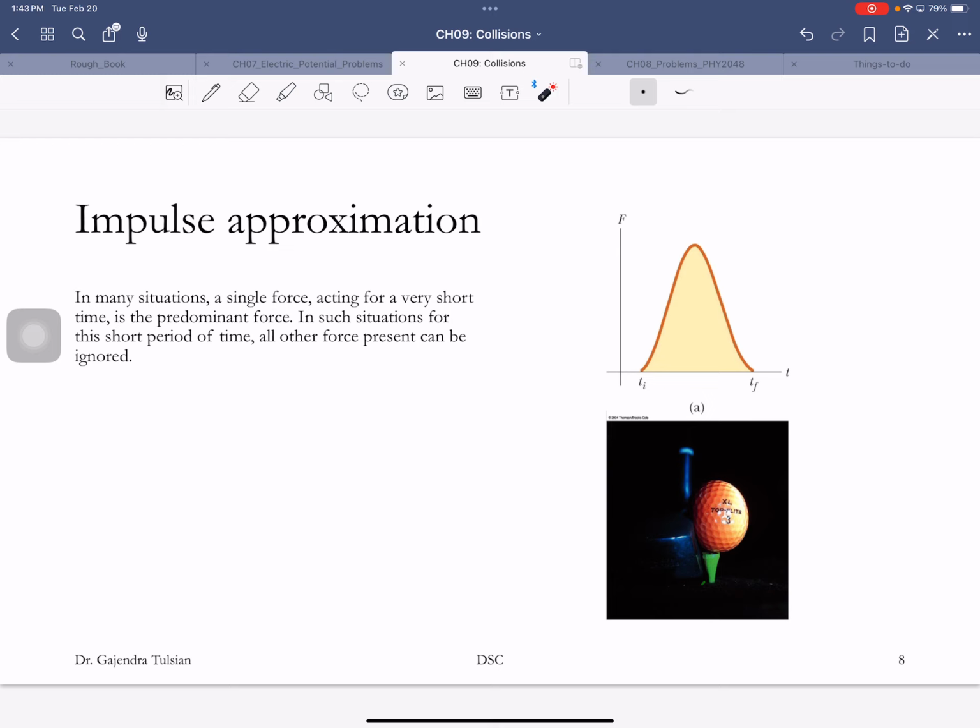Okay, so you guys have all heard the word impulse, but now we'll give a quantitative meaning to it. So the impulse approximation. Let's say we are playing golf. Here's the club, here's the ball, here's the tee. Right now, what forces are acting on the ball?